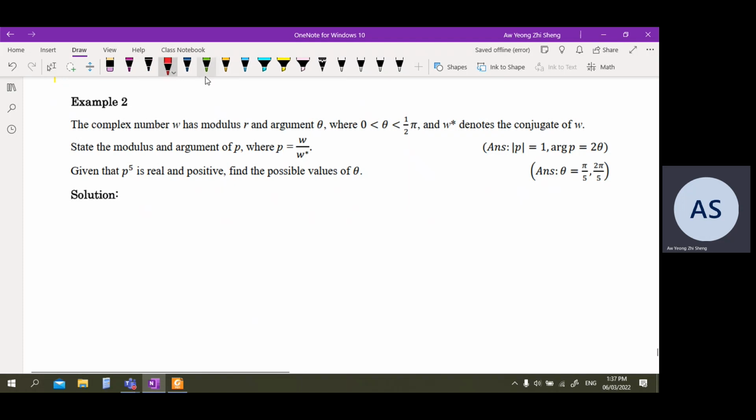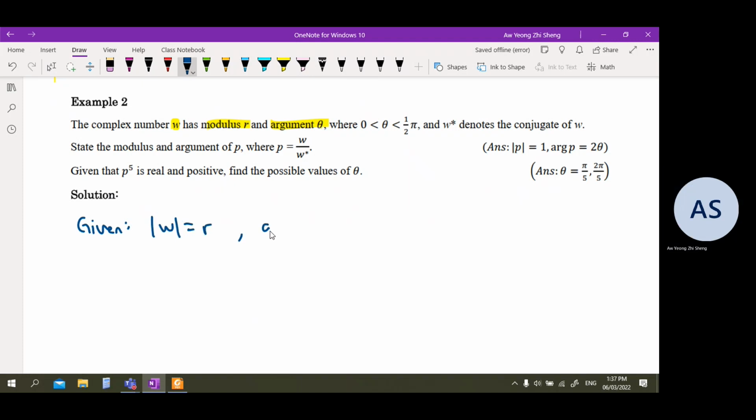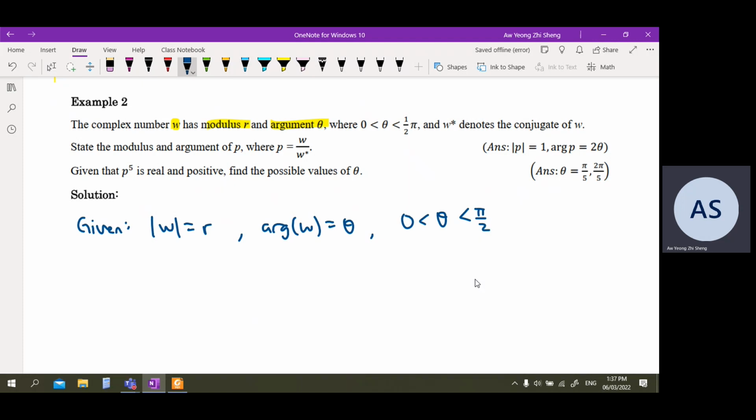And so let's list down the information here first. Complex number w has modulus r, argument theta. So we are actually given that the modulus of w is r. The argument of the complex number w is theta, and we also know that theta is between 0 and pi over 2. Find the modulus and argument of p, where p is w over w star.